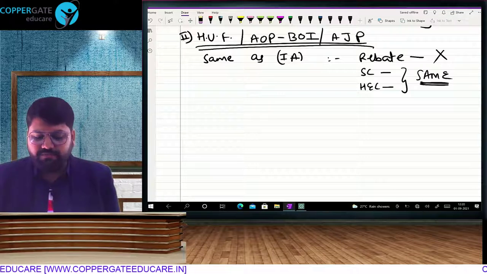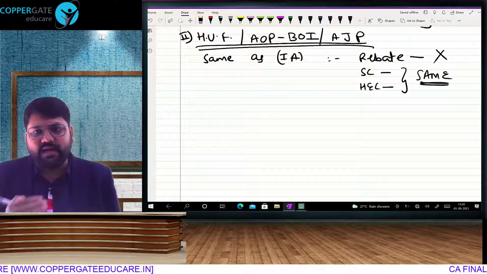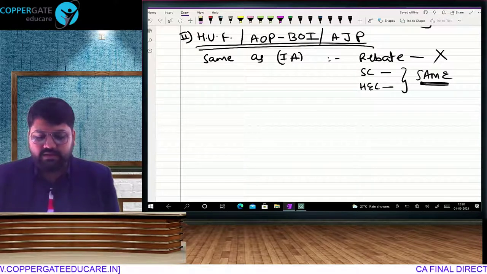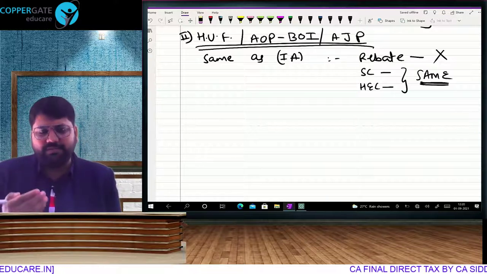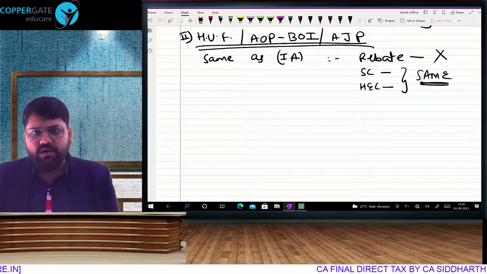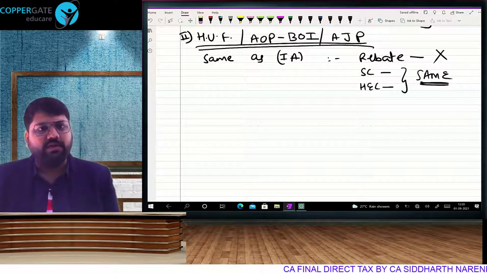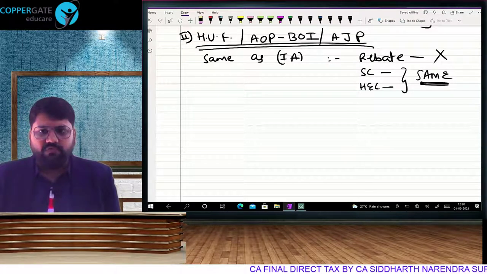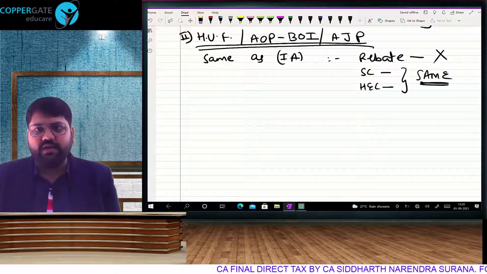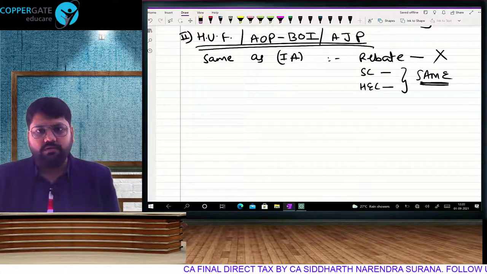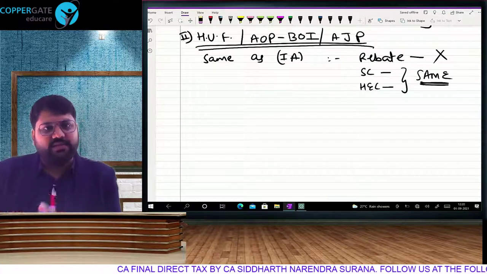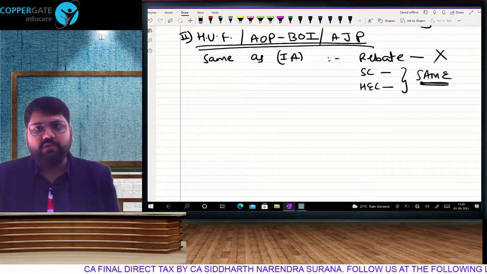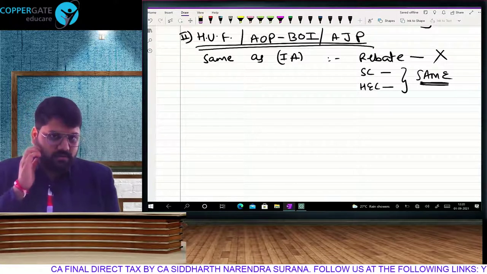Fantastic. So basically the tax rates are going to be absolutely same as 1A. Basic exemption will be always 250. Rebate not applicable because it is applicable only for individuals, and surcharge and HEC are going to be absolutely same. So whatever time we have consumed in learning individual tax rates, we are going to save that time over here. Is that clear?